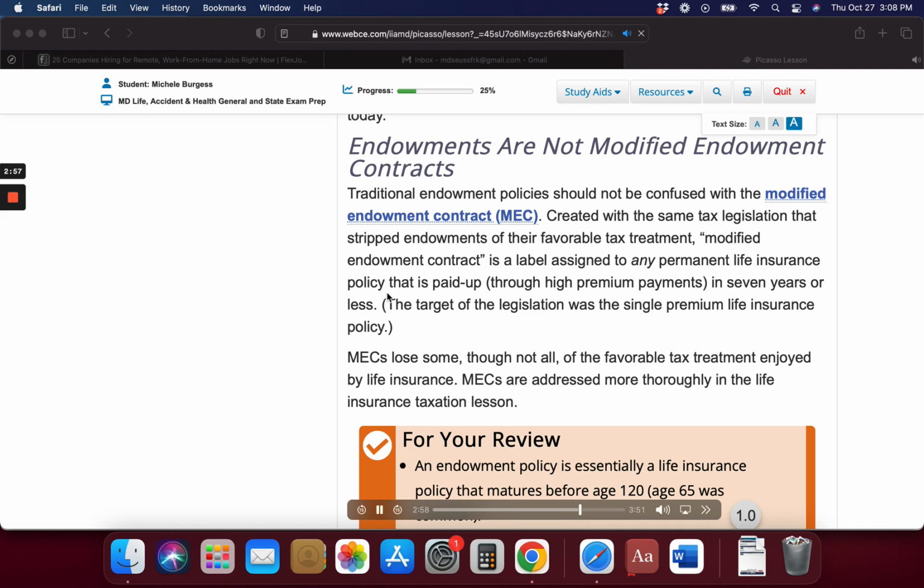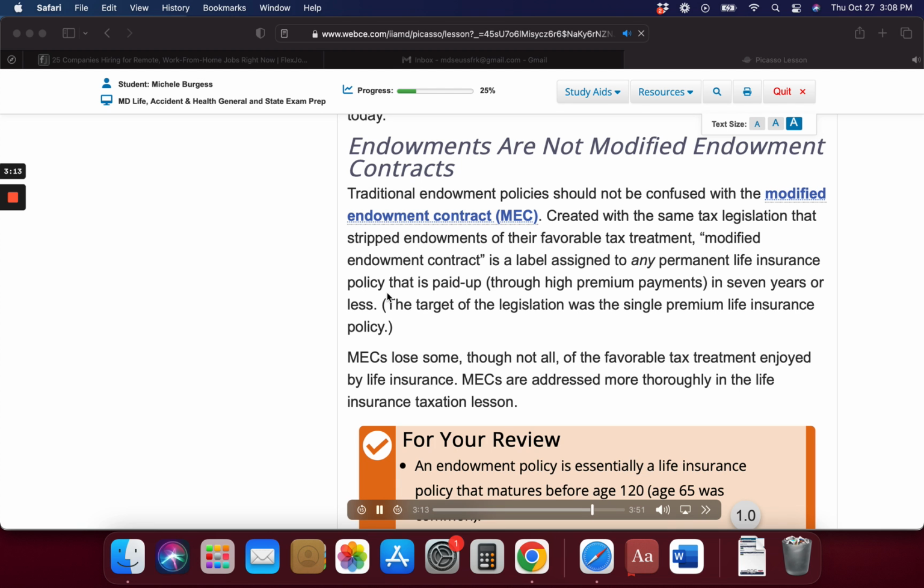The target of the legislation was the single premium life insurance policy. MECs lose some, though not all, of the favorable tax treatment enjoyed by life insurance. MECs are addressed more thoroughly in the life insurance taxation lesson.